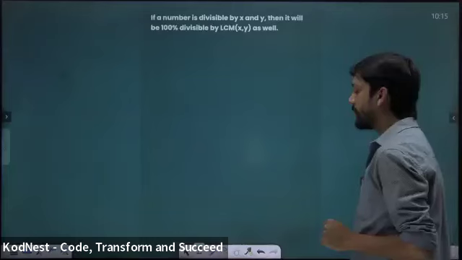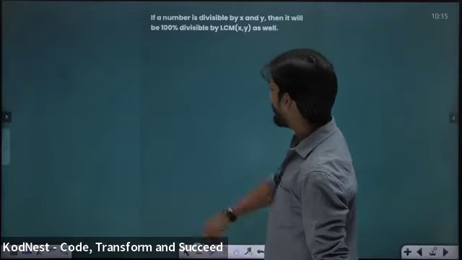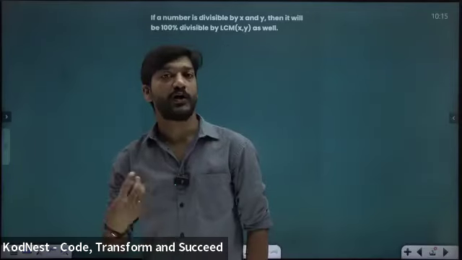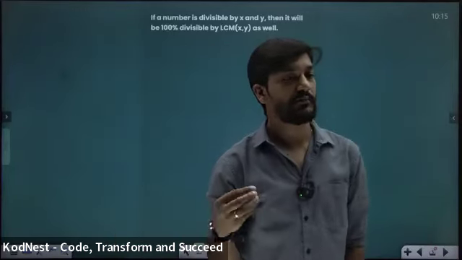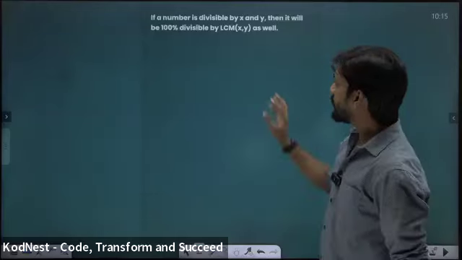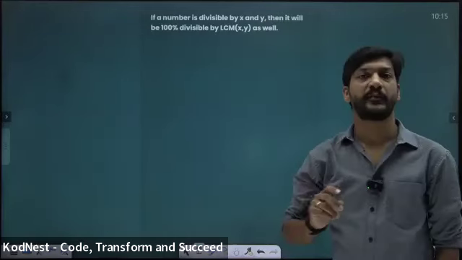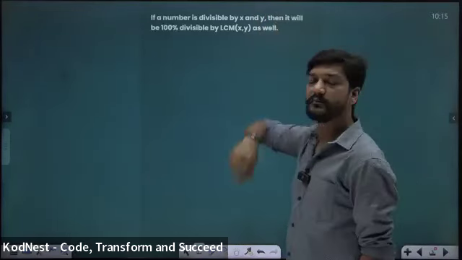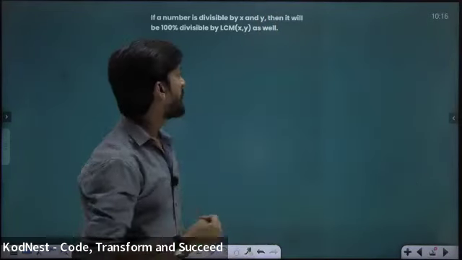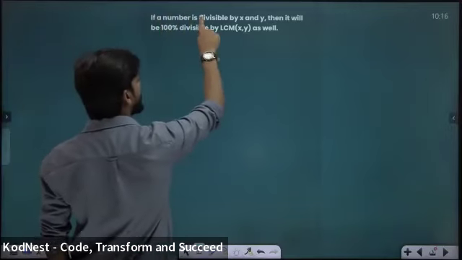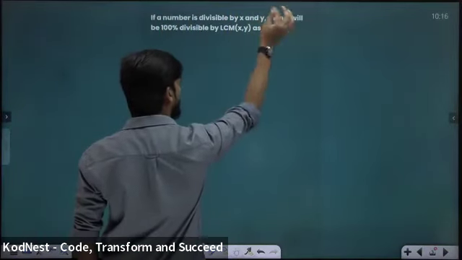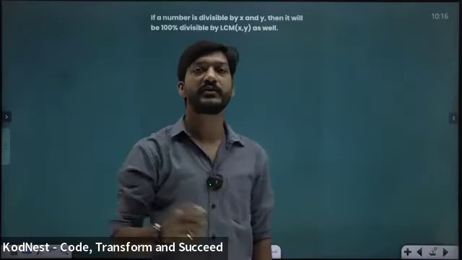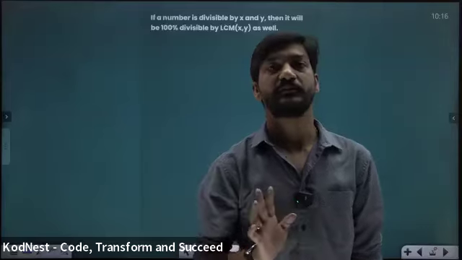One more thing. Most of the questions will be somehow related to this statement. How we will solve it depends, that we'll see. But actually, the concept behind it is this. Instead of x, y, I can take x, y, z also. Three numbers I'm saying. So carefully see, if a number is divisible by x, y, z, p, q, r, a, b, c, whatever number of numbers there are, it doesn't matter.